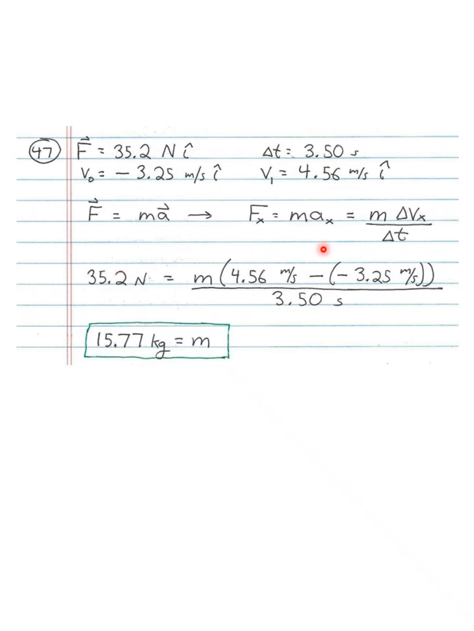Make sure you keep your positives and negatives straight. So final is a positive velocity, initial is a negative velocity. Divide by the time and you get 15.77 kilograms.